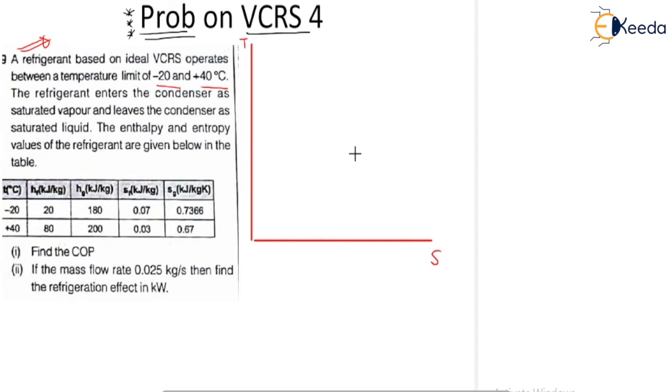Is it right? Over this T-S scale, you have to plot these temperature differences first of all. So this is your temperature difference: here -20 degrees Celsius, and here 40 degrees Celsius is going to be there.